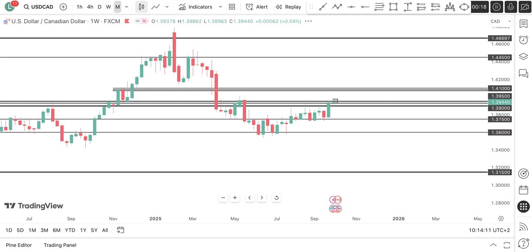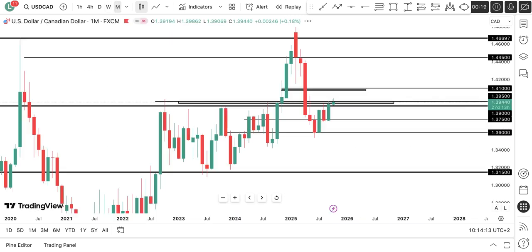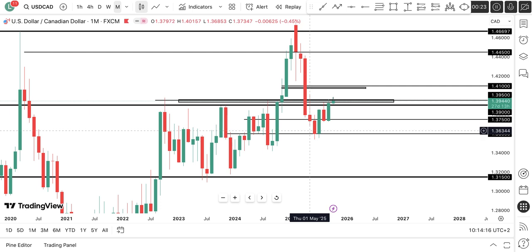On the monthly time frame on USDCAD, you can see that we've had two consecutive bullish engulfing candles, bullish engulfing here and bullish engulfing here. And not just anywhere, but coming off of a price of 1.30000.